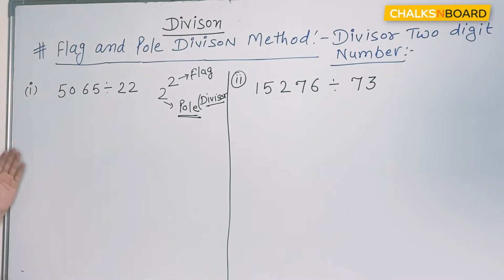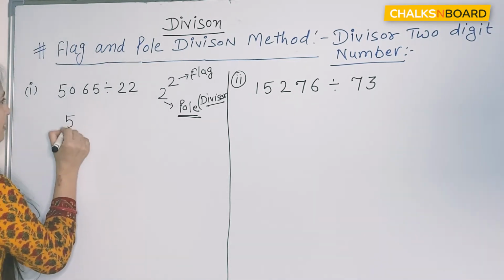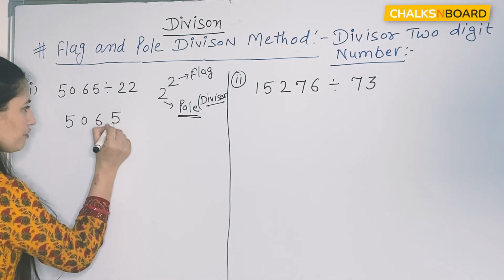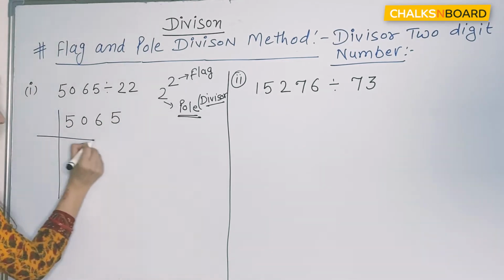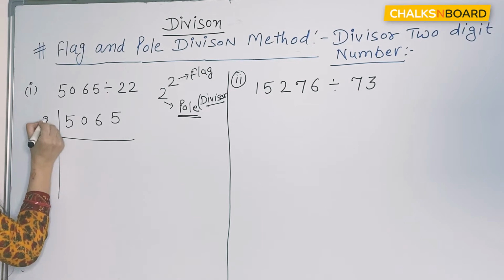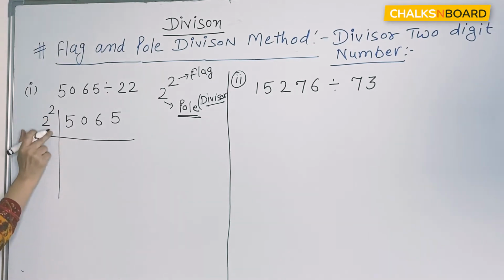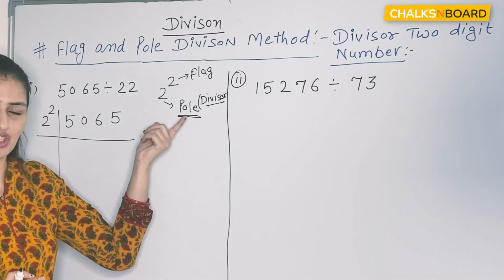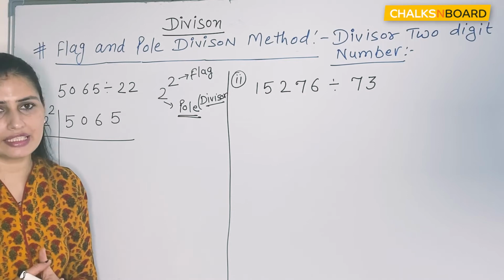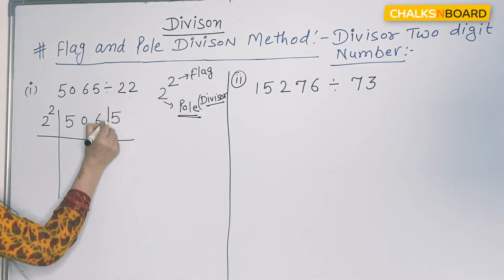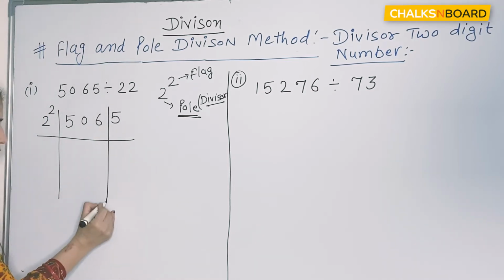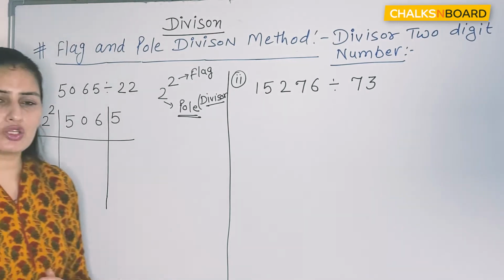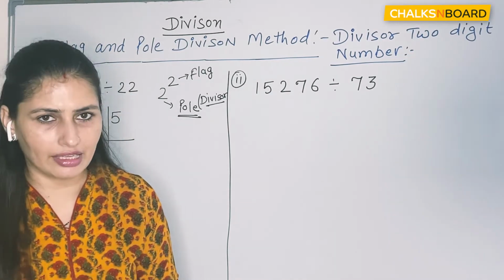Now the rest of the process is almost the same. First, write the number, that is 5065. Write the number here, that is 22, but we have to write this number like this. Split this number by 1 because here we have a divisor which is 2, that is a 1-digit number. So like this. Now here, in your method, let us see how to do the steps.